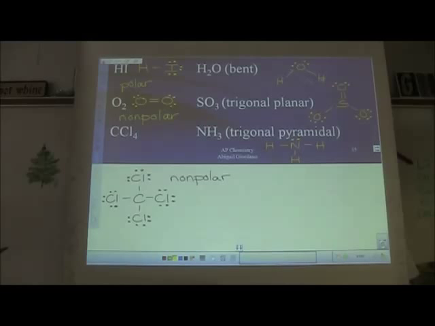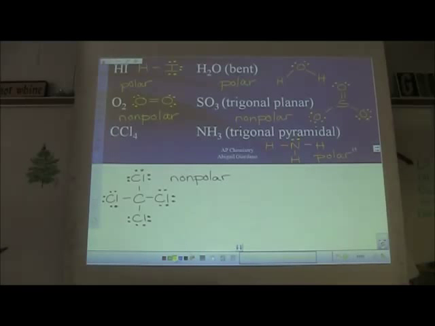Okay. How about H2O? What do you think? Polar. How would you say it in AP Chem lingo? Although it contains polar bonds, the bent shape does not cancel out the polarity of the bonds. How about this one? Non-polar. And ammonia? Polar.